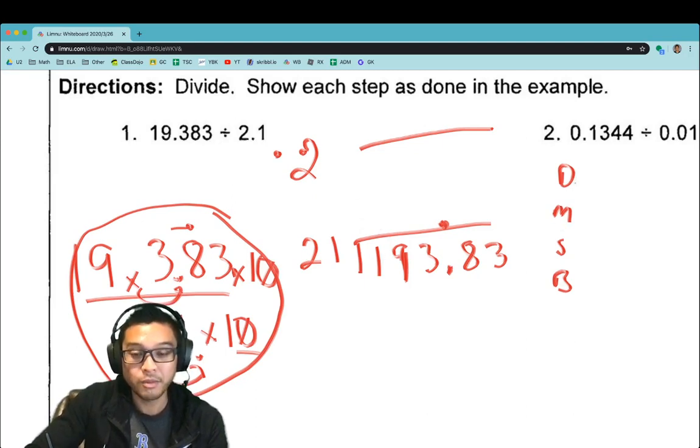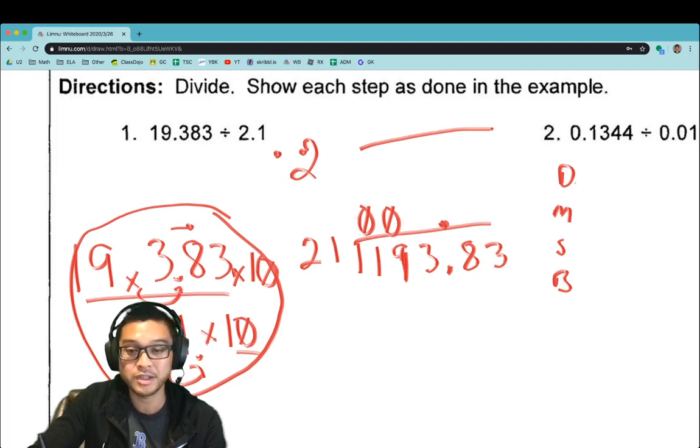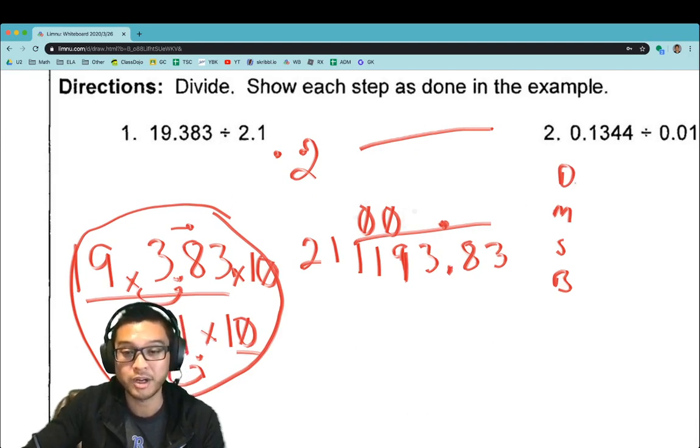So see, 1 is smaller than 21, so I'm just going to put a 0 up there. 19 is smaller than 21, put a 0 up there. Some teachers don't teach you this. I like for my students to put zeros up there so that you don't put numbers in the wrong place. So stick those zeros up there, okay? And now we have 193 divided by 21.